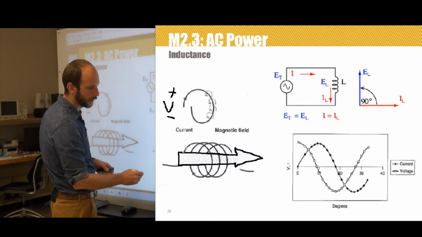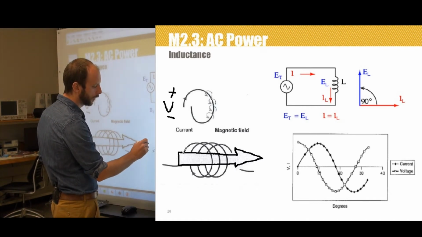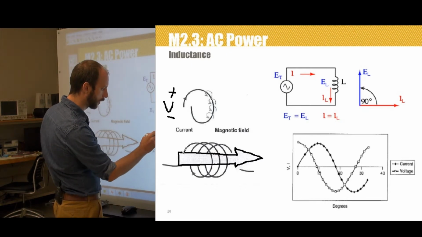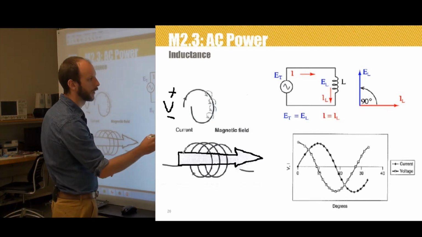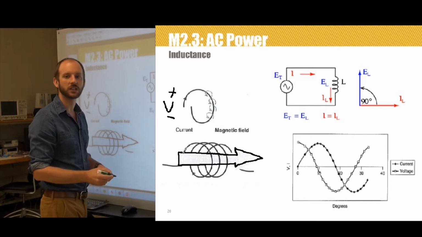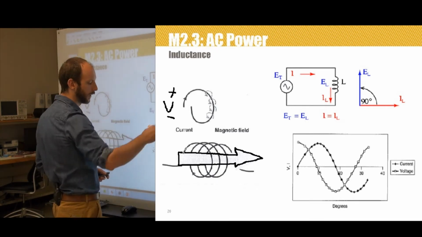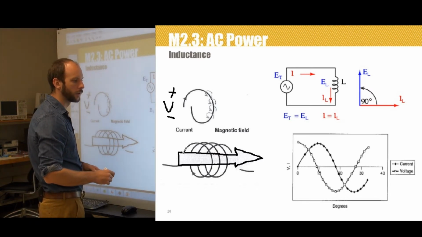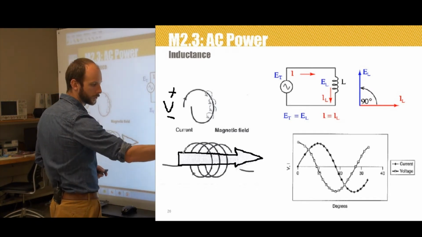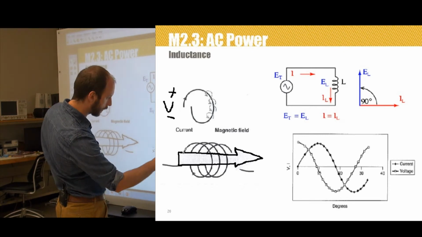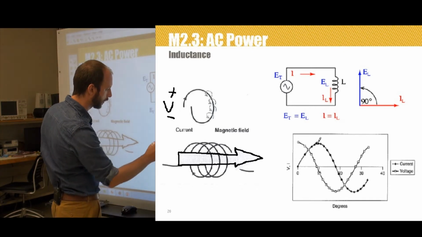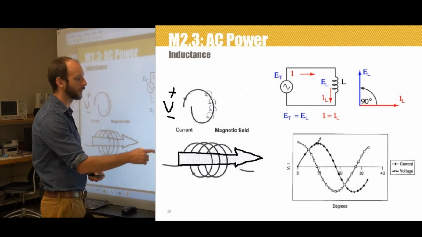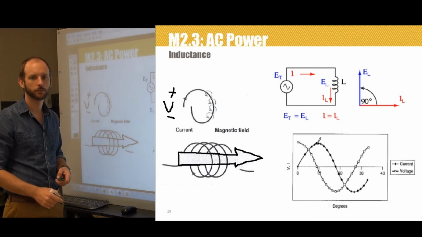One last thing I'd like to point out is that when we look at this current voltage graph, we see that the voltage here and current have a relationship where they are 90 degrees out of phase, or a quarter cycle out of phase. So we would see that the current, which is this waveform here with the solid squares, peaks 90 degrees after the voltage peaks.